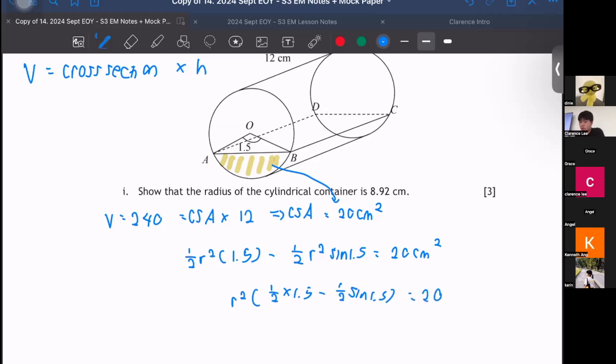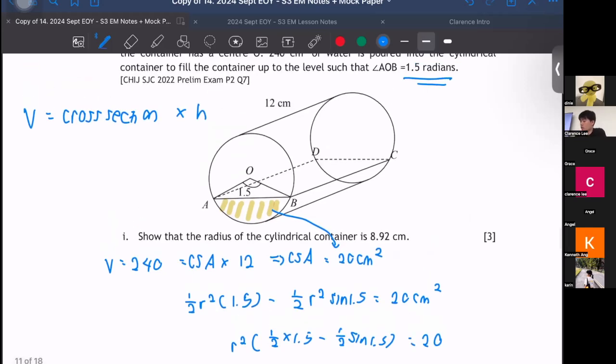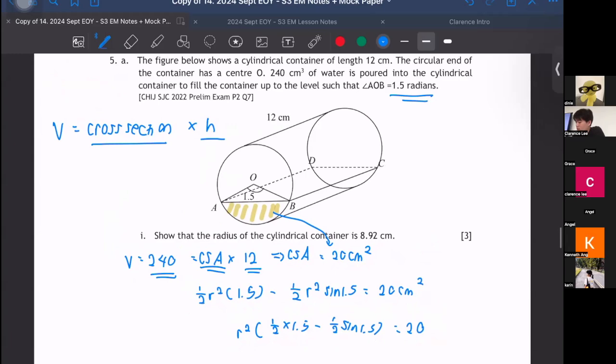How do you know CSA is 20? Because volume is cross-section area times height. My CSA stands for cross-section area. So if my volume is 240, my height is 12, my cross-section area has to be 20. Because the question said that the volume of water is 240. Does it answer your question? Okay, very good.